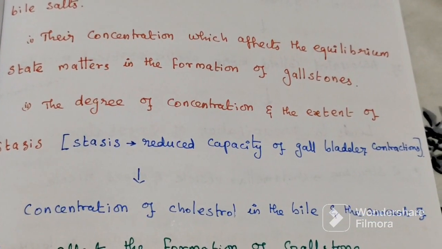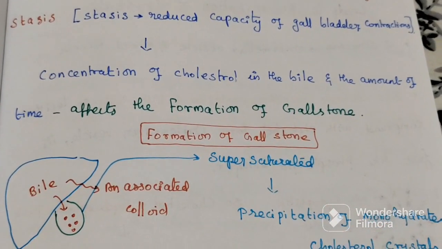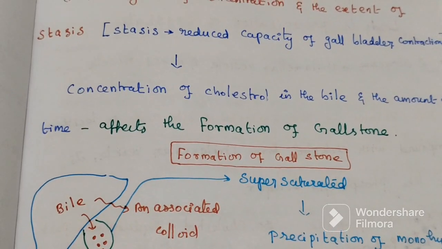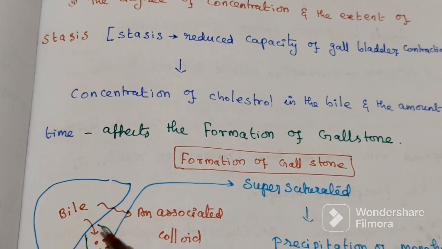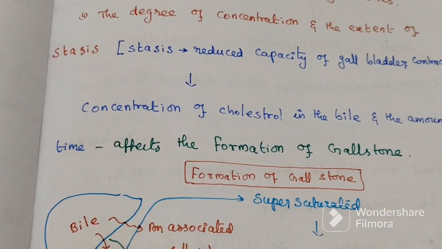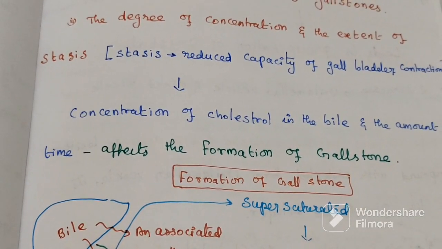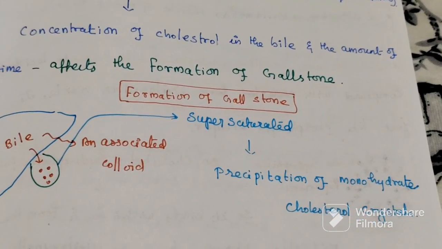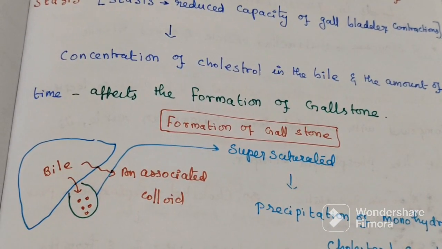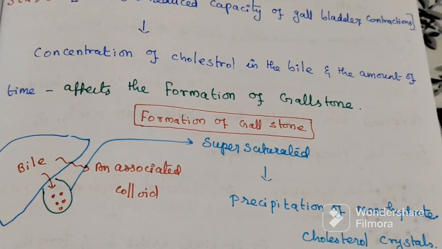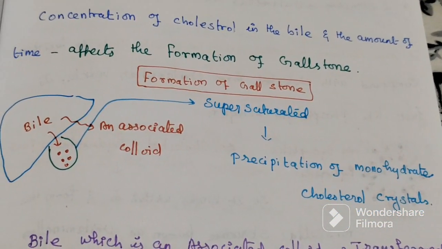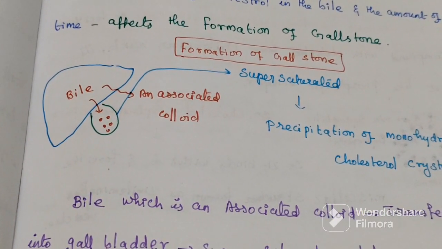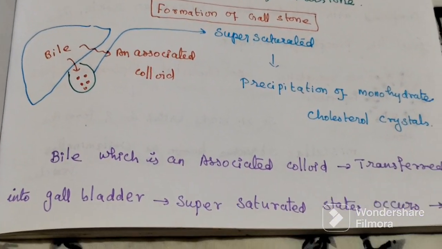Now let's understand how the gallstone is formed. Bile is an associated colloid. When it is transported to the gallbladder, if a supersaturated state occurs, it leads to the precipitation of cholesterol monohydrate crystals. If the associated colloid is far above the critical micellar concentration, which is a property of associated colloids, it leads to precipitation of crystals.